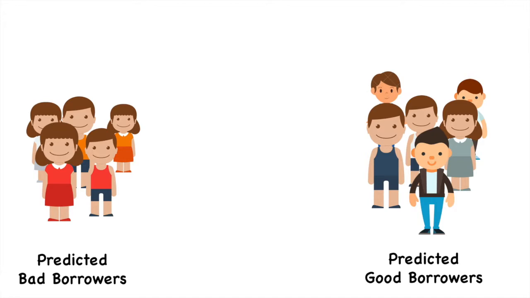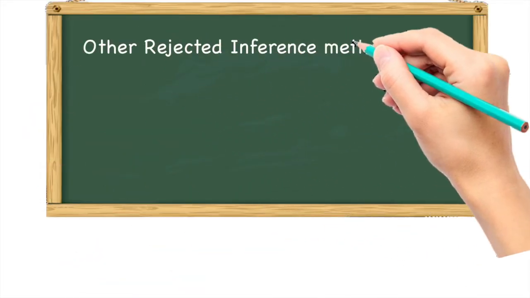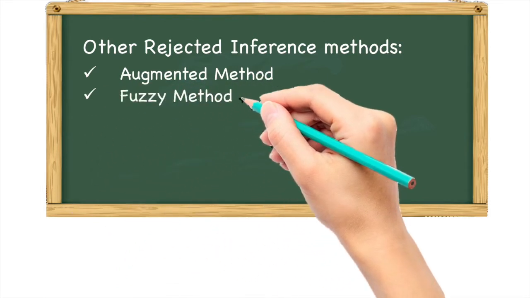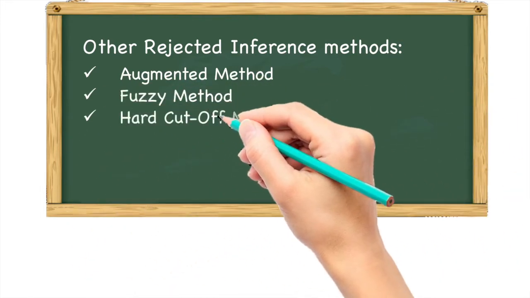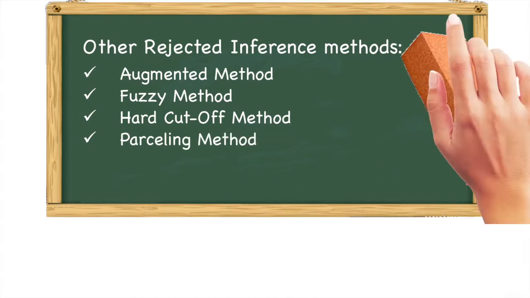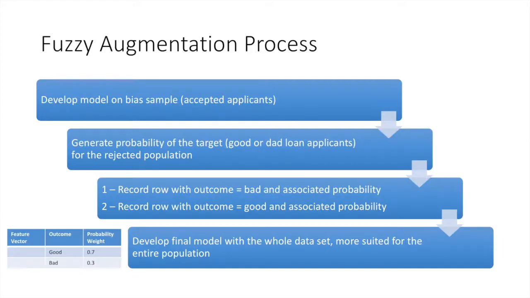In conclusion, rejected inference is a method used for improving the quality of a scorecard based on the use of data contained in the rejected loan applications. These are some other methods used in rejected inference: the augmentation methods, the fuzzy methods, the hard cutoff method, and the parceling method. Parceling and fuzzy augmentation are among the most popular techniques.